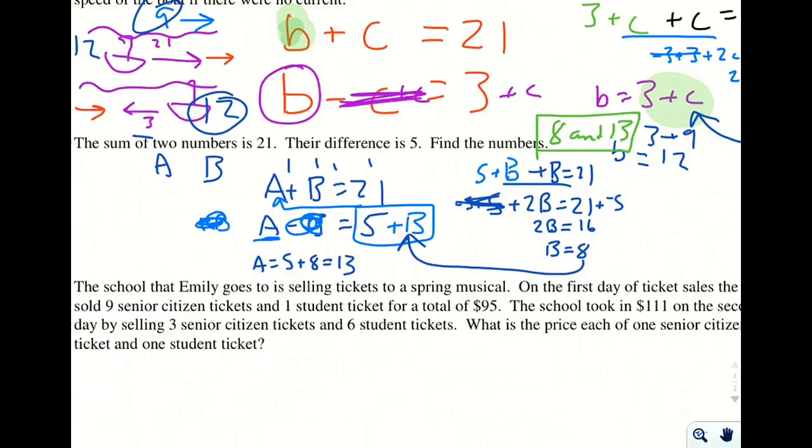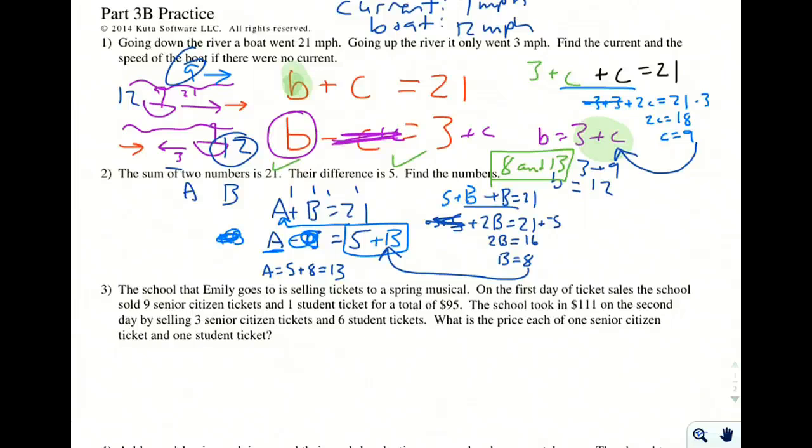So getting a little crowded up here, but let's check our work. The sum of two numbers is 21. 8 plus 13 is 21. Check. Difference is 5. 13 minus 8 is 5. Check. Done. So we got that one right.